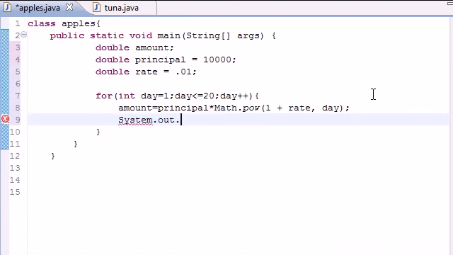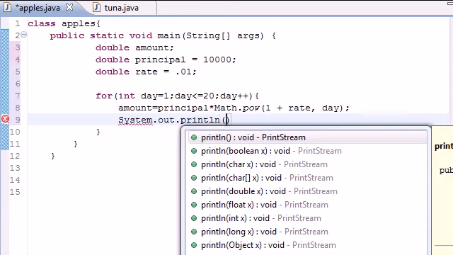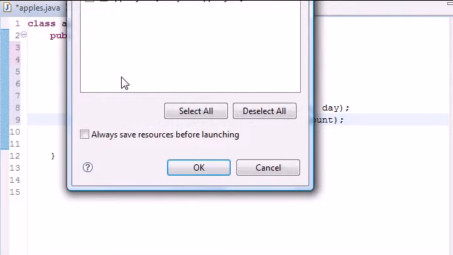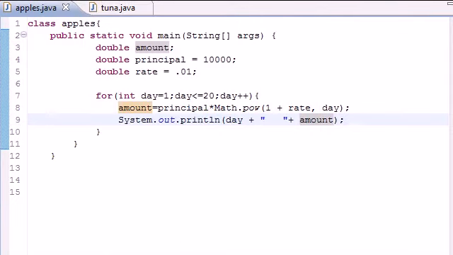System.out.println, and let's go ahead and print year, actually day. Whenever you use compound interest and stuff, you usually use year, but no one really uses day unless you're looking at YouTube subscribers, so that's why I keep typing year. Plus, add a couple spaces, amount. There you go. Let's go ahead and run this, and I'll show you what it does.